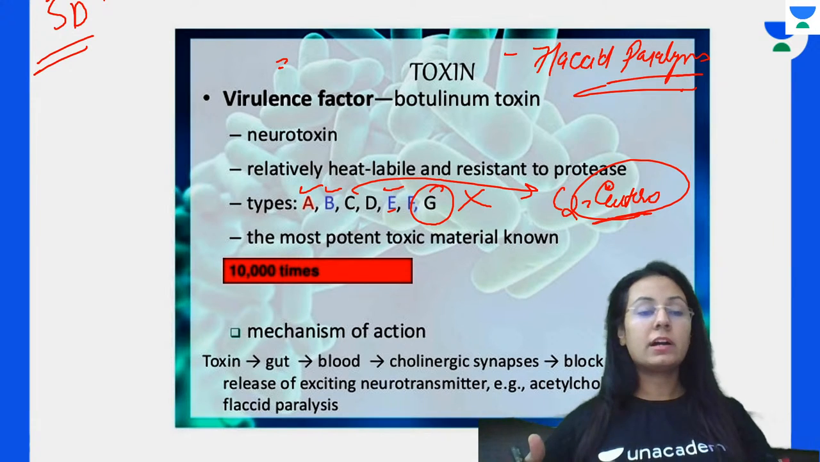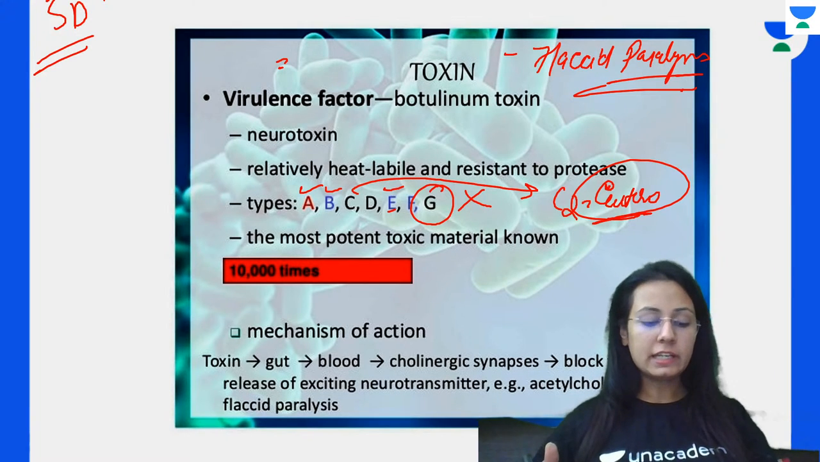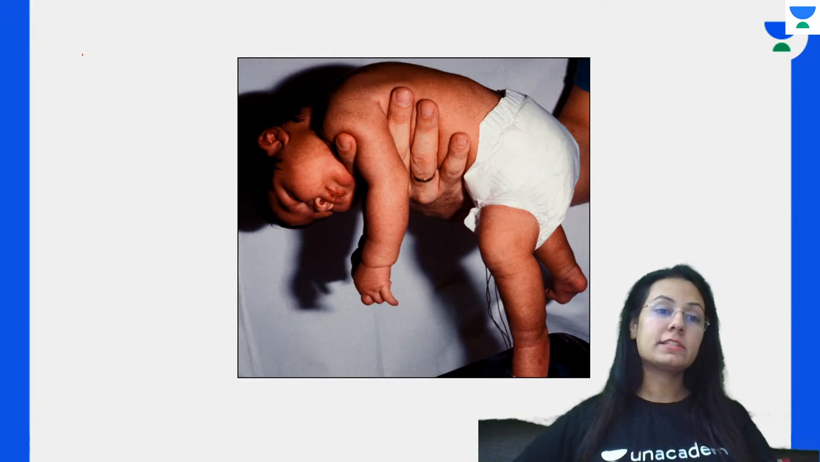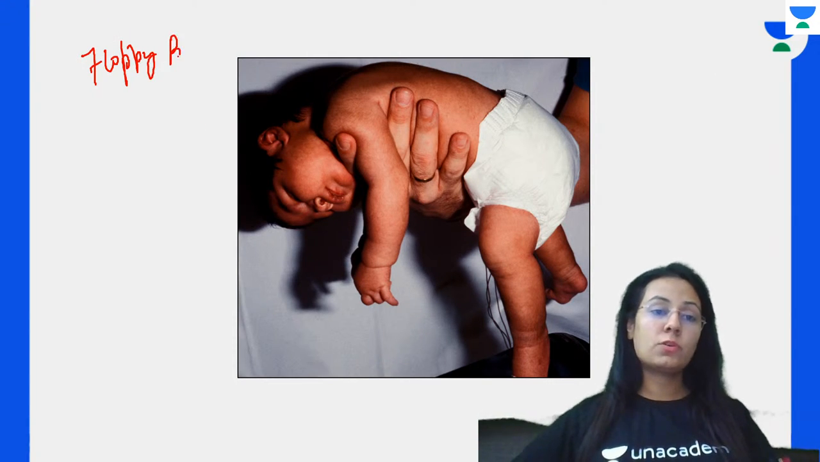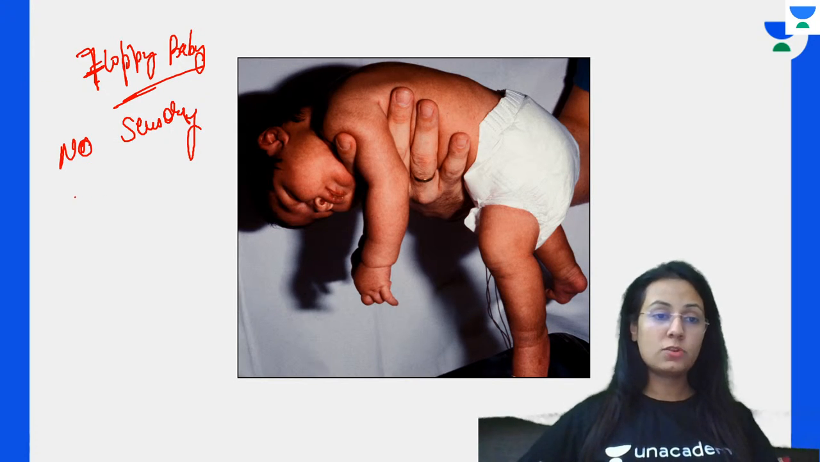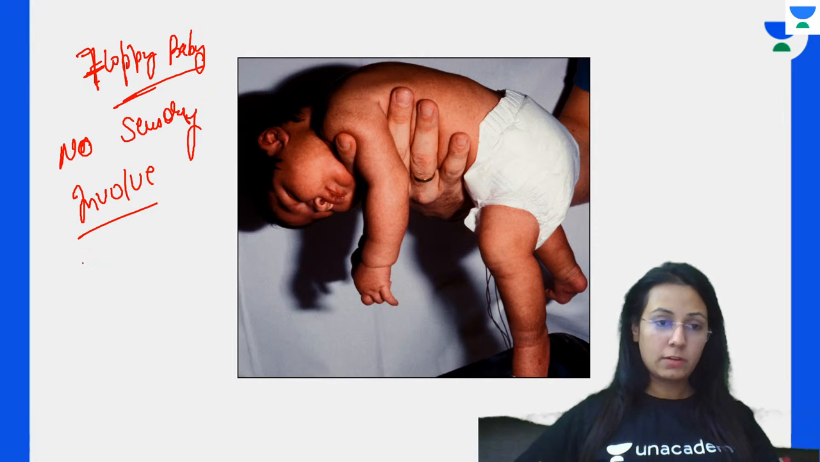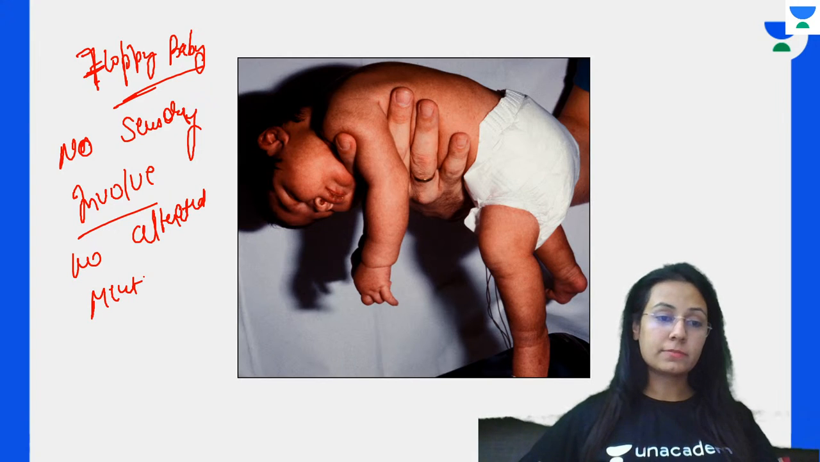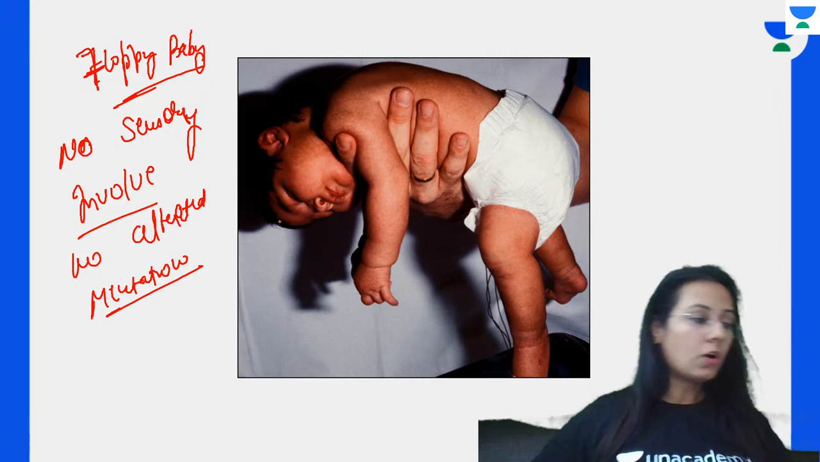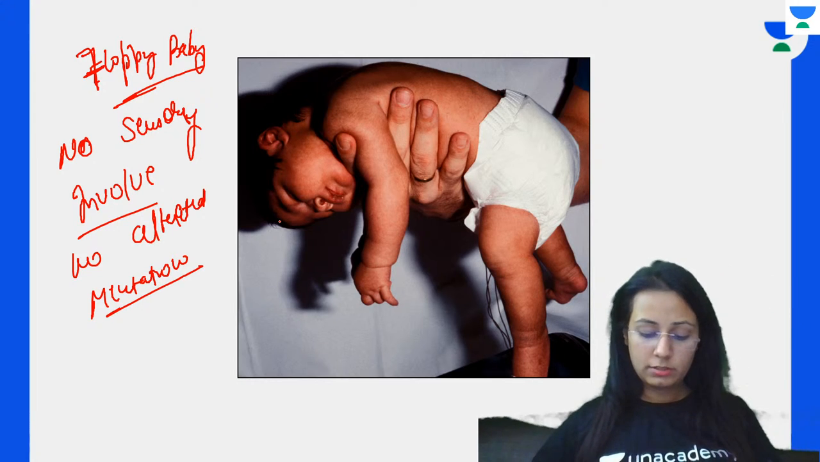The patient presents with the 5 Ds: diplopia, dysphagia, dysarthria, decreased DTR, and descending symmetrical paralysis. This is floppy baby syndrome with hypotonia. The important point is that no sensory involvement takes place, and no altered mentation. So no sensory involvement and no altered mentation.